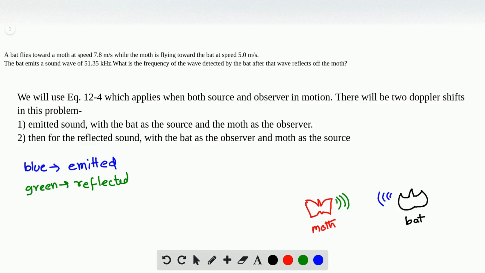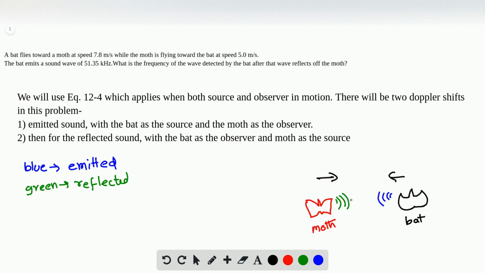Okay, so in this problem, we have a bat and a moth, and both of them are flying towards each other. So this is a problem where source and observer are both moving, but the catch of this problem is there will be two different Doppler shifts, because when the bat is emitting some sound wave, the moth will be the observer, and when the frequency reaches the moth, it will change, and then it will reflect back.